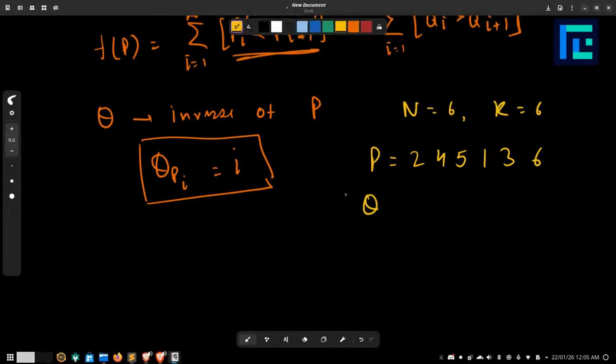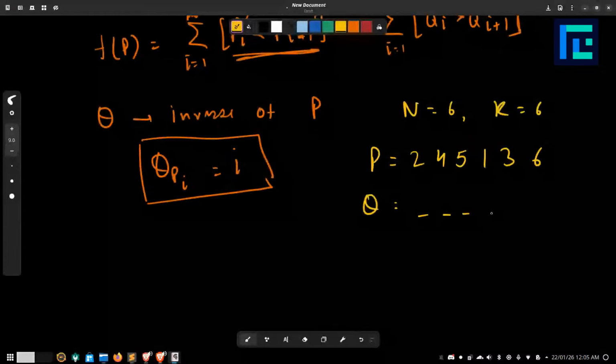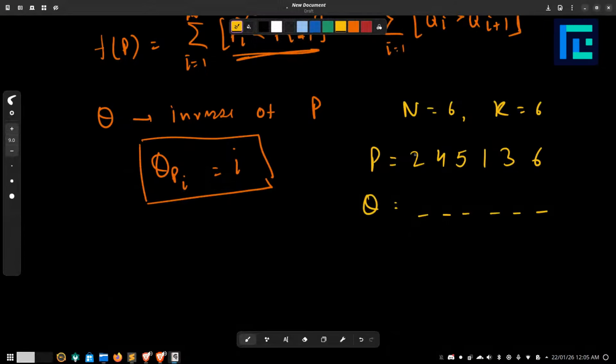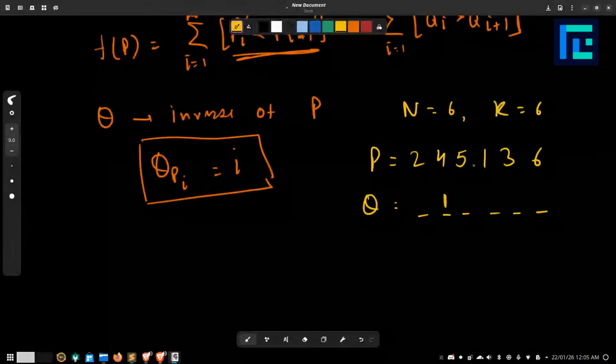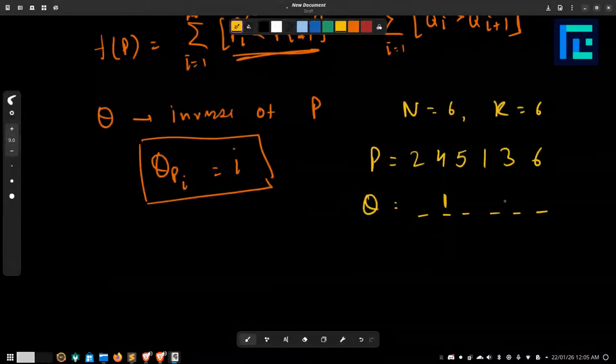So q has indexes 1 2 3 4 5 6. Now we know that q of p i is equal to i. So q of p1 is equal to 1 and p1 is 2, so q of 2 is equal to 1. Then q of p2 is equal to 2 and p2 is 4, so q of 4 is equal to 2. Then q of p3 is equal to 3, and p3 is 5, so q of 5 is equal to 3.